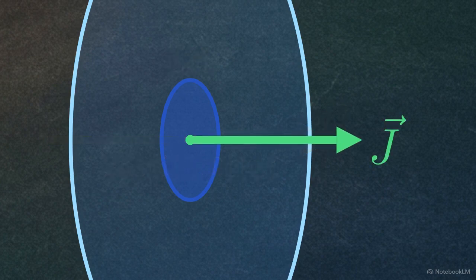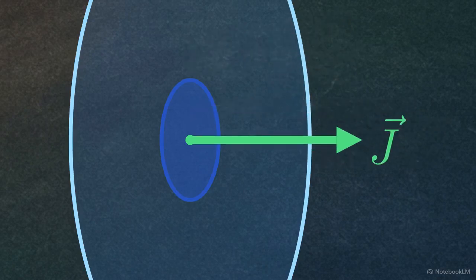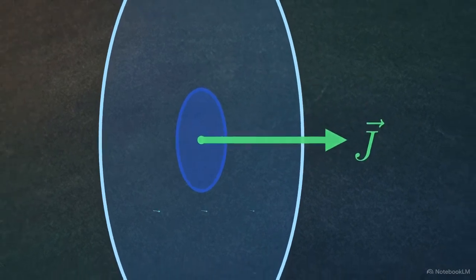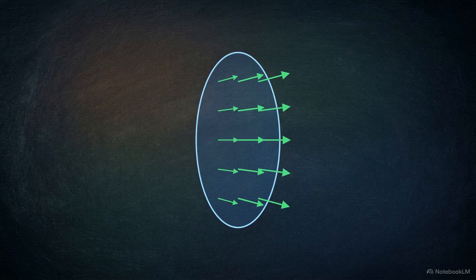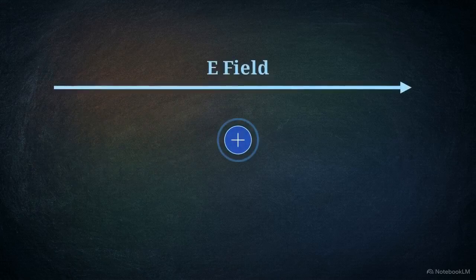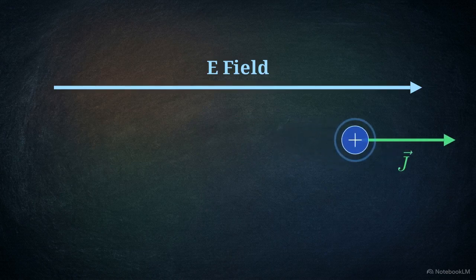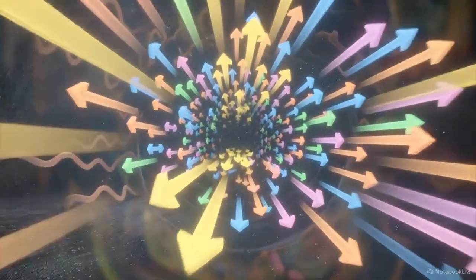Because it maps localized flow, it has to be a vector quantity. It requires a magnitude to tell us how much charge is moving, and a direction to tell us exactly where it's going. We measure this density in amperes per square meter. The physical direction of the J-vector aligns perfectly with the local electric field that is actively pushing those positive charges forward. With current density, we stop reading the total output like a single thermometer and start mapping the exact weather system of electrical flow inside.